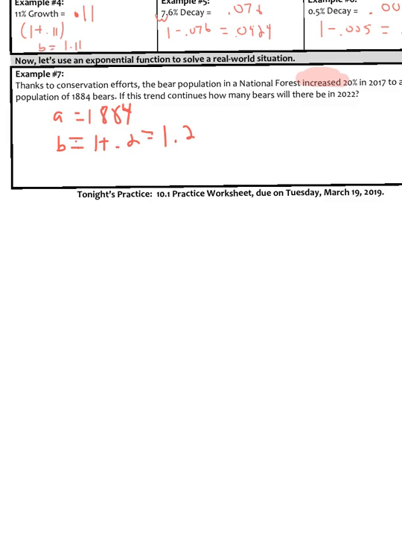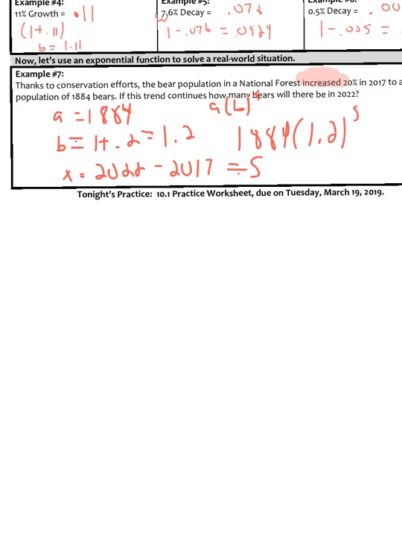Then we have to figure out how long. The first measurement is 2017 and the last one is 2022. So for our x, you're going to do 2022 minus 2017, and that's 5 years. With all of that, we're going to make our formula. Remember, we have a times b to the x that we did earlier. So it's 1884 times 1.2 in parentheses, to the 5th power. And we figure out how many bears there are going to be.